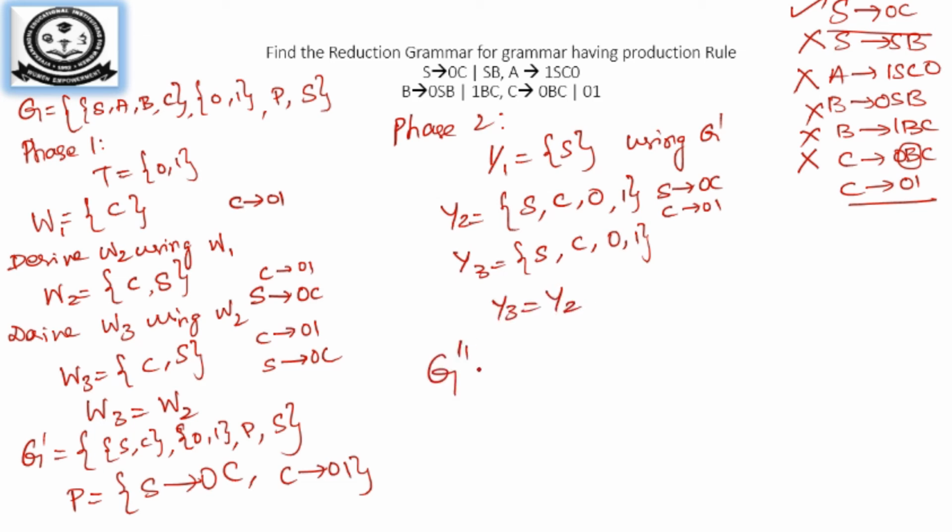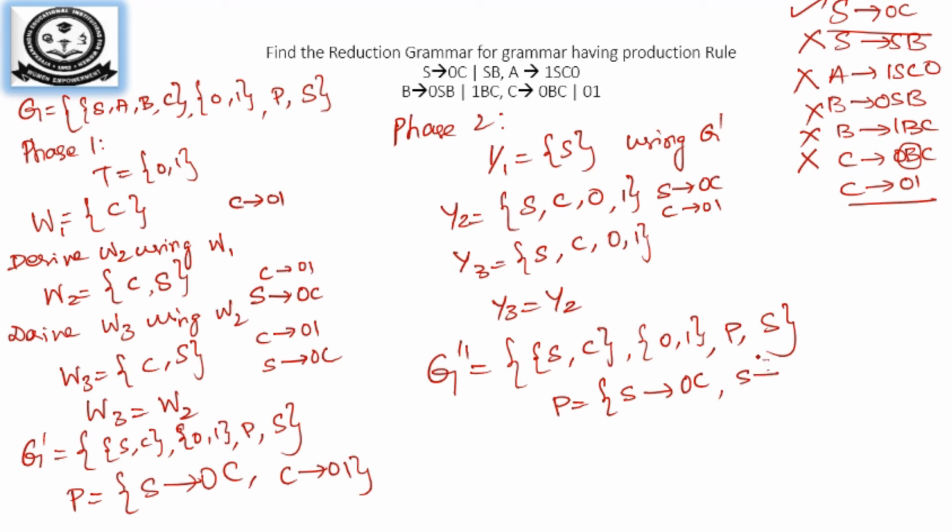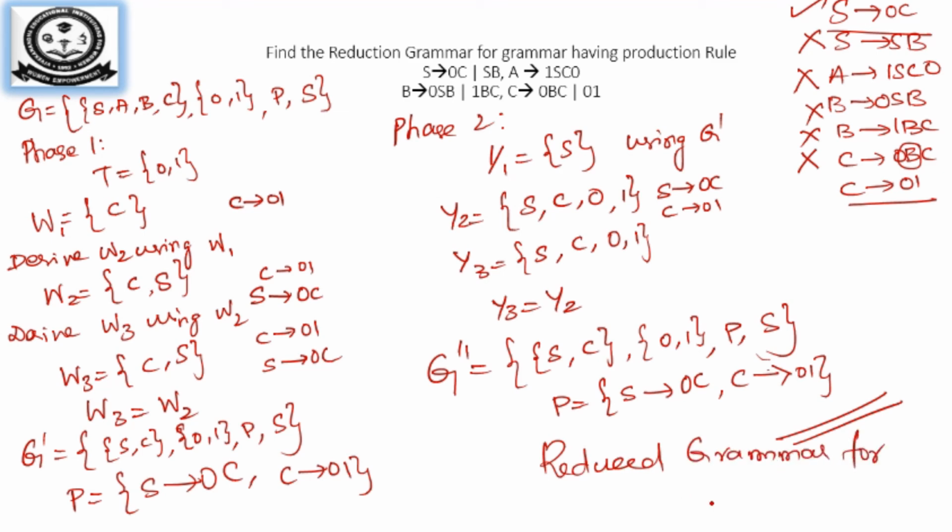So my reduced grammar for the given CFG will have only two non-terminal symbols S and C, and terminal symbols 0 and 1. So production rule and my start symbol. So what will be my production rule is, you have S tends to 0C and, sorry, it is C, okay, it is C tends to 0, 1. So this is your reduced grammar for the given CFG.